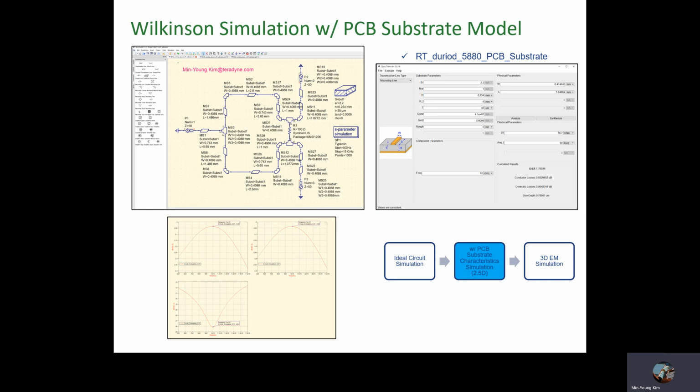Then the second step is to simulate with the PCB substrate model and trace length. To determine width, we first calculate substrate characteristics for the target impedance. Trace length is related to the target 10 GHz signal wavelength. In this example, the Wilkinson divider working principle is a quarter wave transformer. So we design a 90-degree electrical length with a square root impedance.